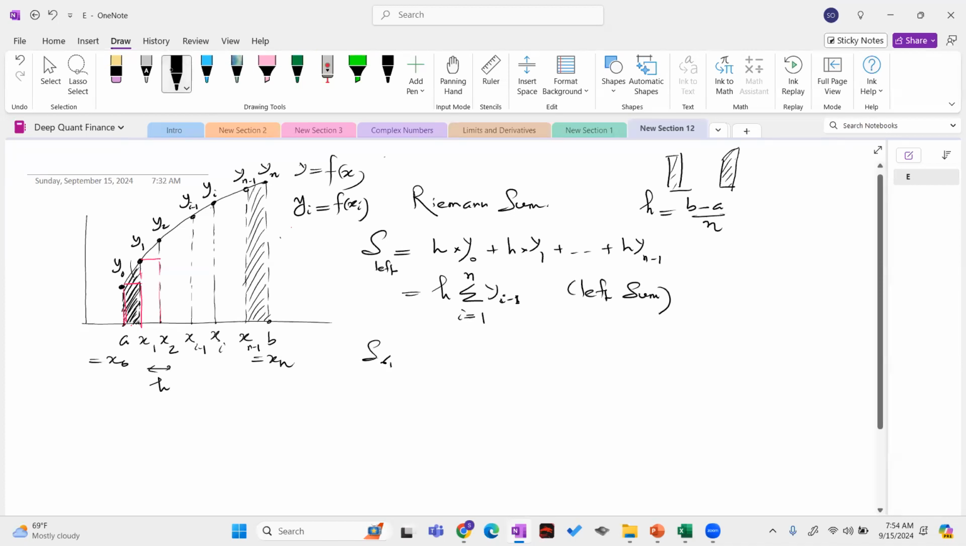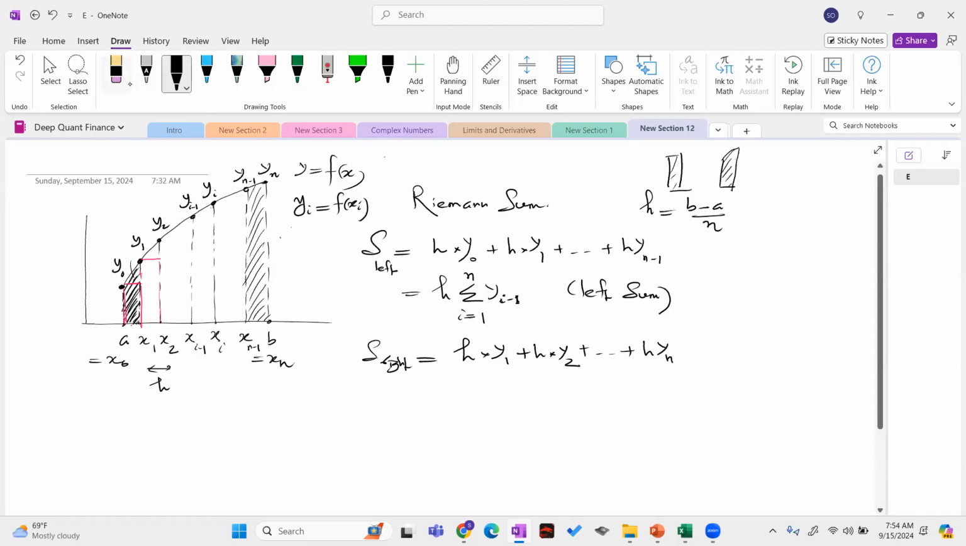Similarly, we can calculate a right sum. For the right sum, what we'll do is, look at the first region. The area would be h times, I choose the height on the right side of the interval, y1, plus h times y2. And finally, h times yn.